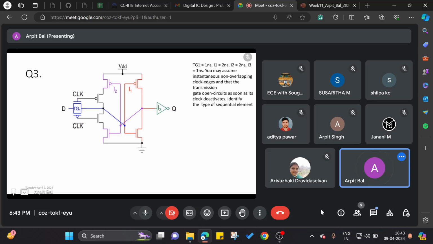So we have a circuit given here. You can assume instantaneous non-overlapping clock edges and that the transmission gate opens circuits as soon as its clock deactivates. Identify the type of sequential element. Okay, can someone tell me what it is?